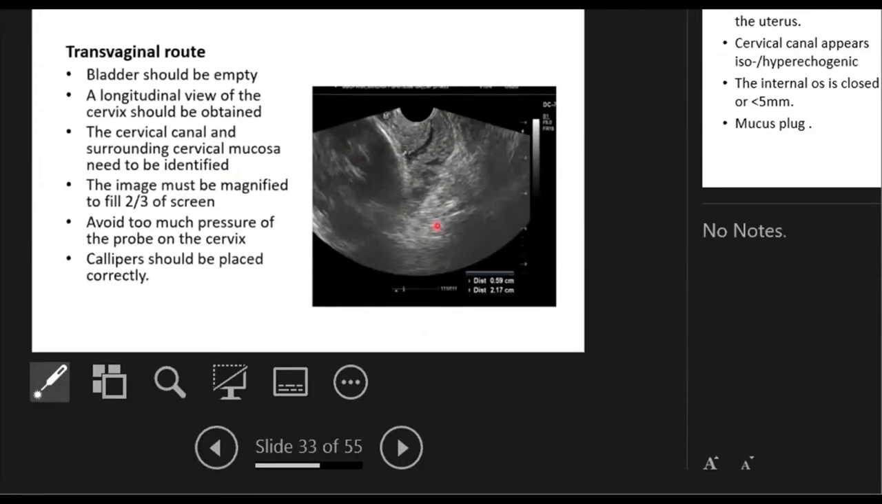We should avoid too much pressure like this. In this image, there's too much pressure being put on the anterior lip of the cervix. It's not the correct way of doing it. Just minimal pressure on the anterior lip of the cervix. And for measuring the length, we place the calipers on the internal os and stretch them all the way to the external os. So the calipers should be placed correctly. Are we together?